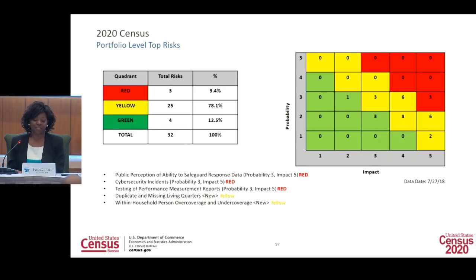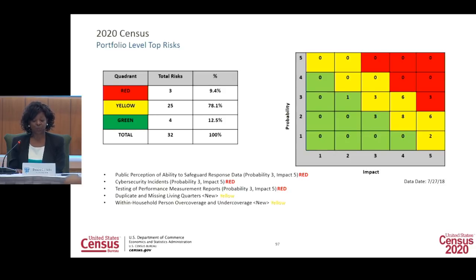And then I also want to highlight that in recent months, we have begun to review the 2010 Census Risk Register to look for risks that should be brought back into our current portfolio register. In this process, we have identified two new risks that have been rated yellow.